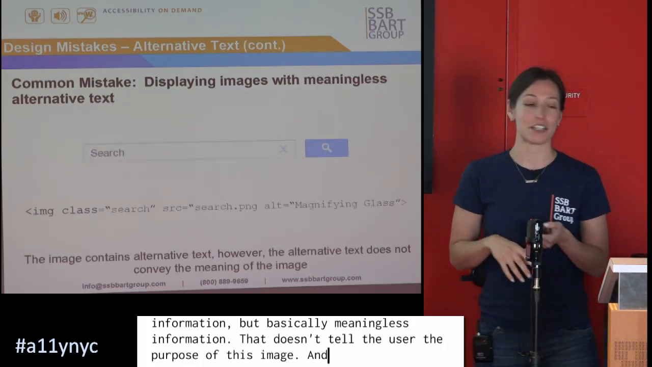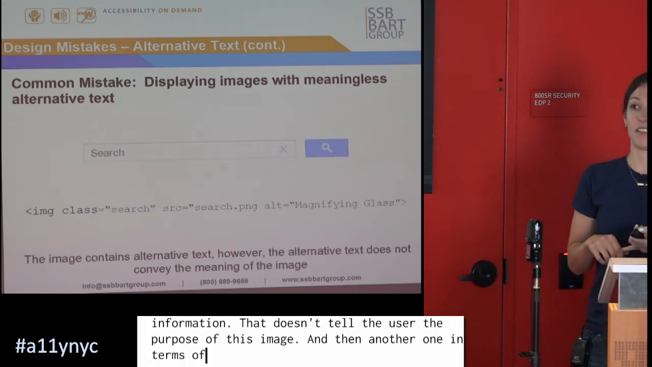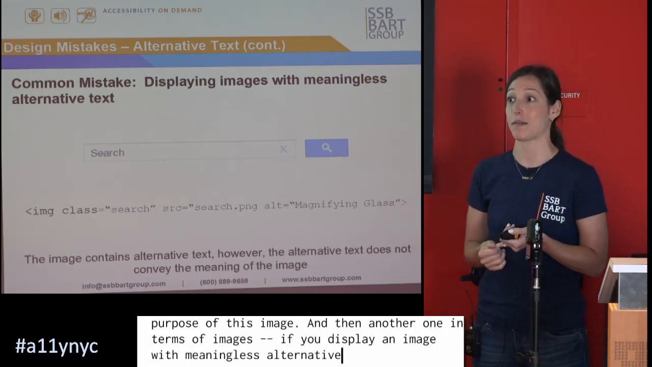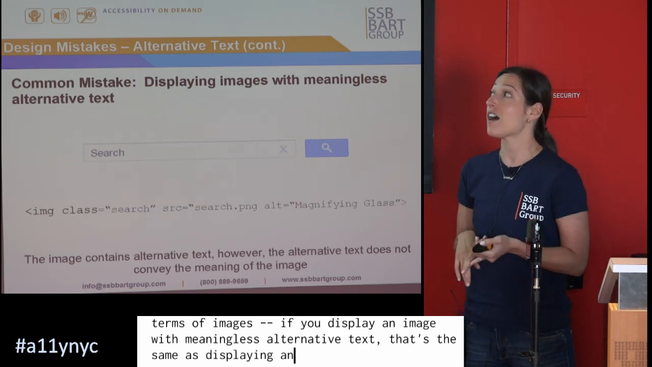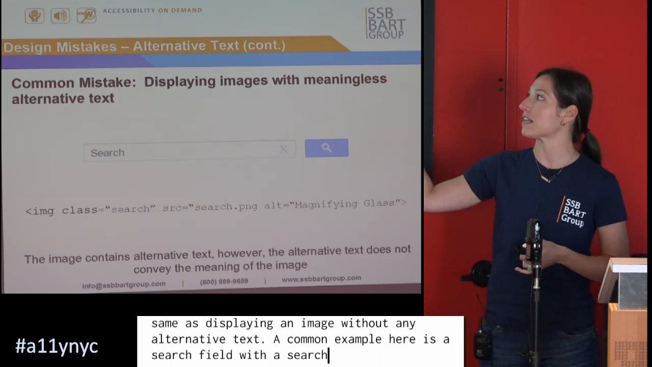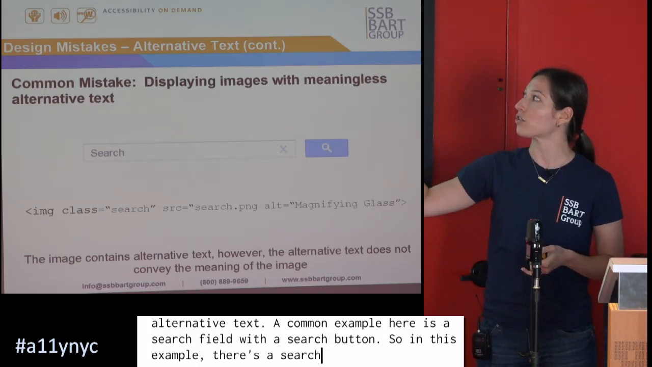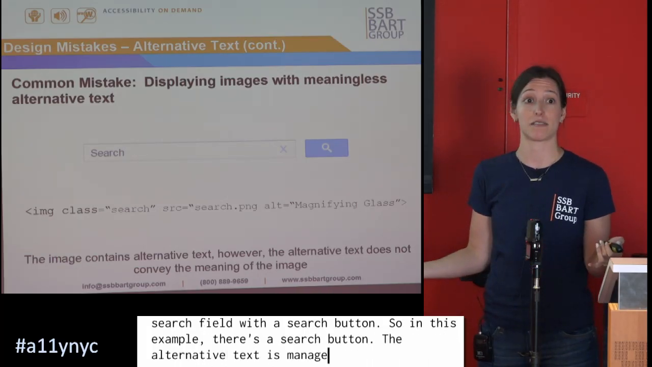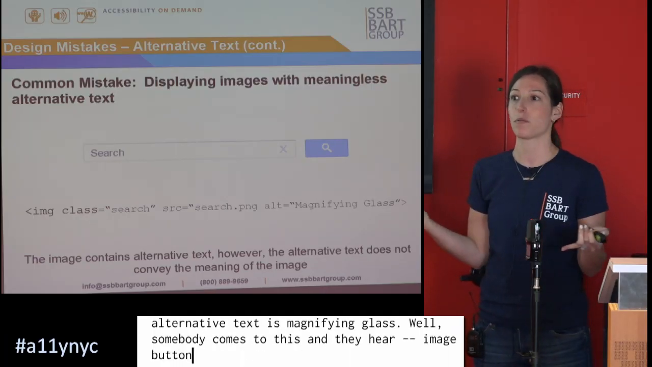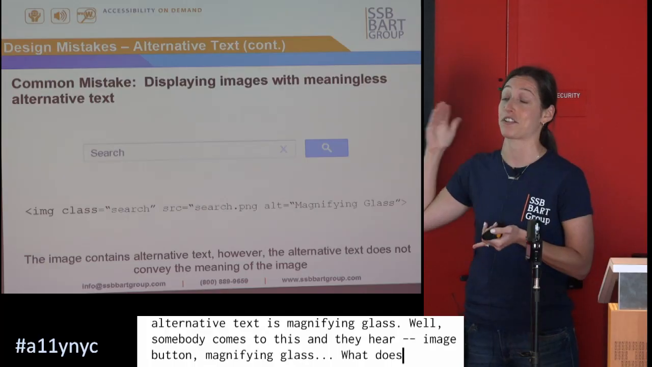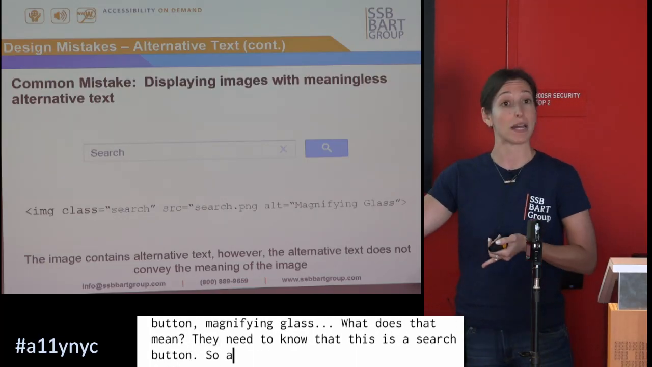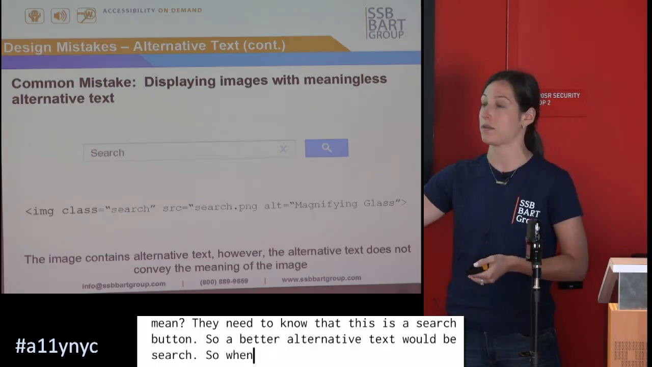And then another one in terms of images, if you display an image with meaningless alternative text, that's the same as displaying the image without any alternative text. A common example here is a search field with a search button. So in this example, there's a search button. The alternative text is magnifying glass. Well, somebody comes to this and they hear image button magnifying glass. What does that mean? They need to know that this is a search button. So a better alternative text would be search, so that when the user navigates to that button, they know exactly what the purpose of that image is.